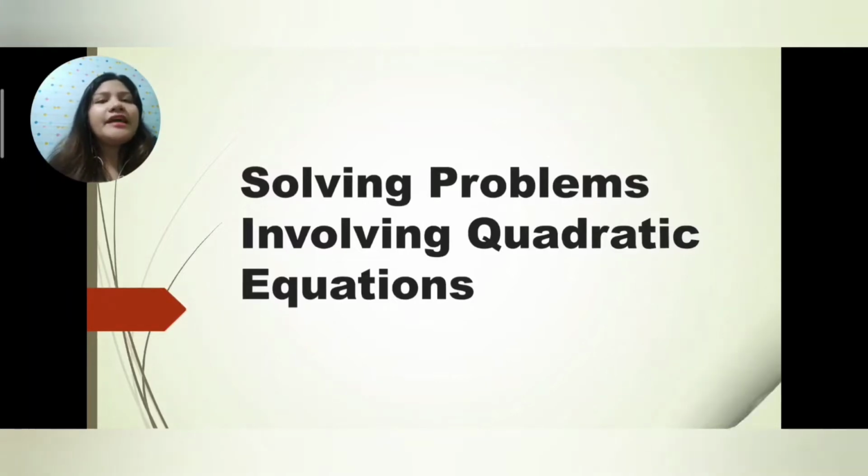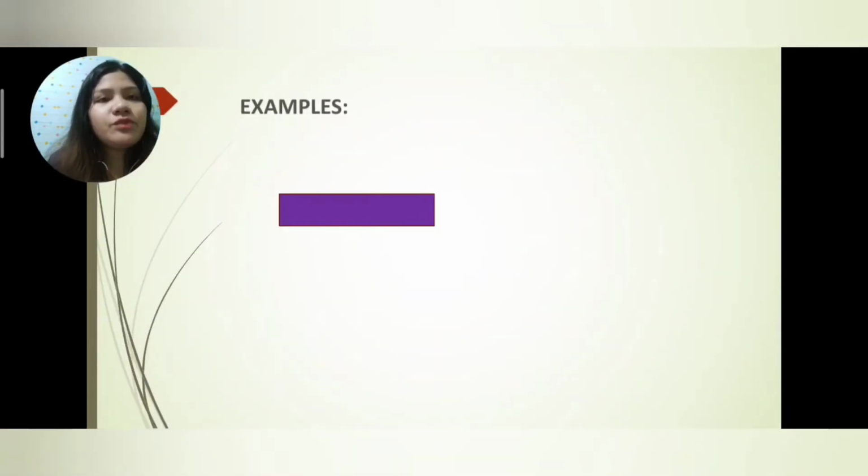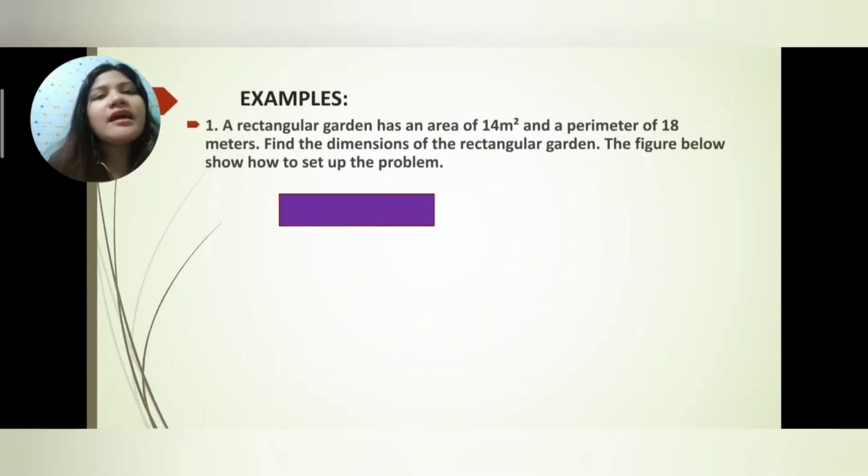Okay, I have here an example. The first one is: a rectangular garden has an area of 14 meters squared and a perimeter of 18 meters. Find the dimensions of the rectangular garden. The figure below shows how to set up the problem.